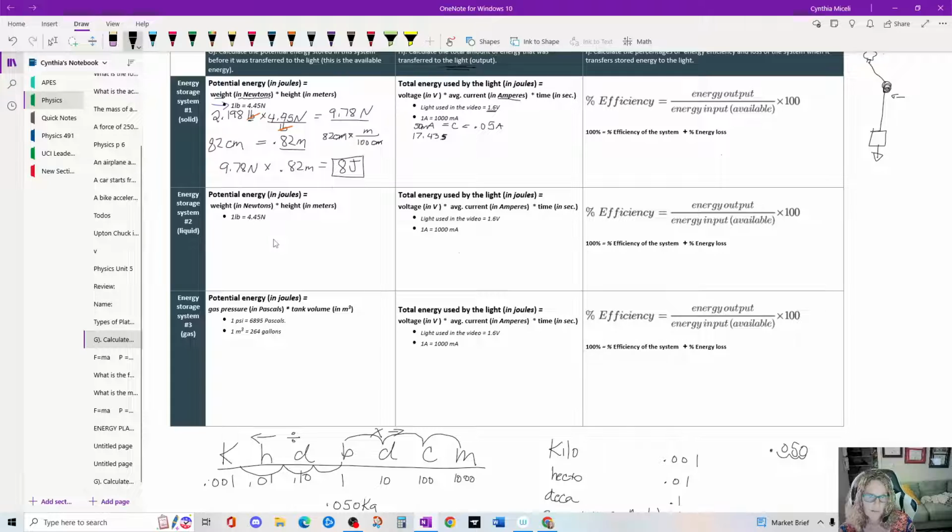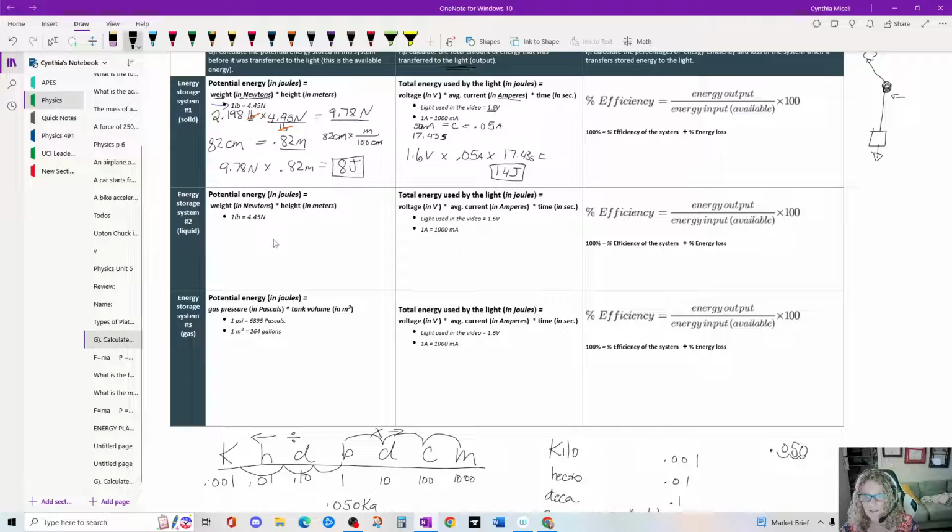So now I have a 1.6 volt light times my current in amps, which is 0.05 amps, times the time it took, which is 17.43 seconds. If you put that in your calculator, you should get, rounded up, 1.394, so I'm just going to say 1.4 joules.